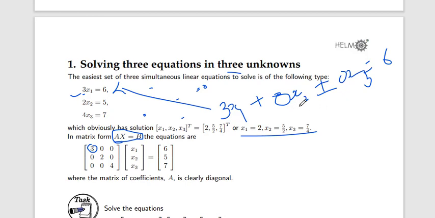Okay, so what is the coefficient of x2? 0. Coefficient of x3? 0. And the first x is equal to x1. Next equation. What is the coefficient of x1? 0. What is the coefficient of x2? 2. What is the coefficient of x3? 0. Okay, the x1 and x3 coefficients are 0, and in the third equation, the x1 and x2 coefficients are 0, 0, 0, and the x3 coefficient is 4.